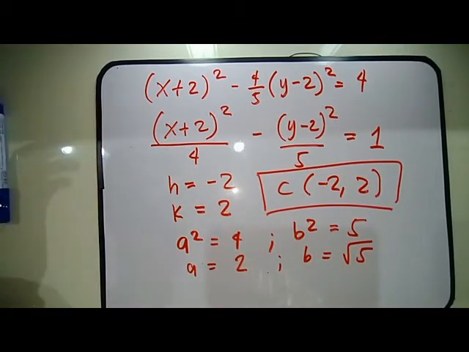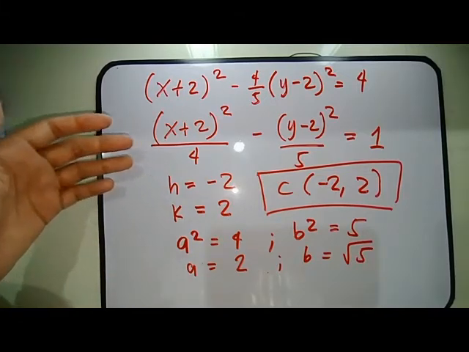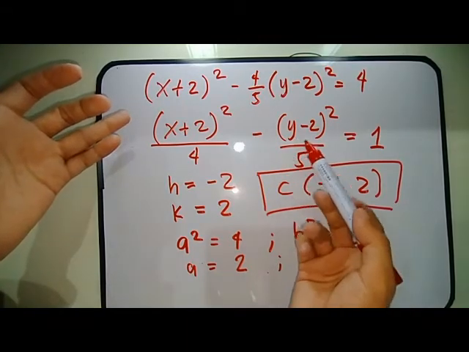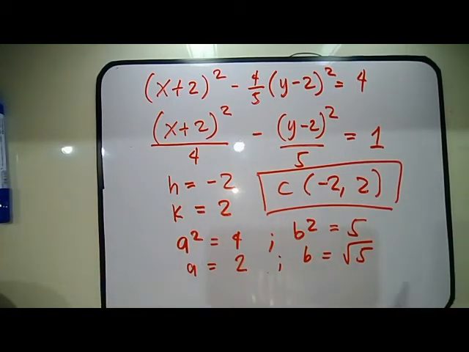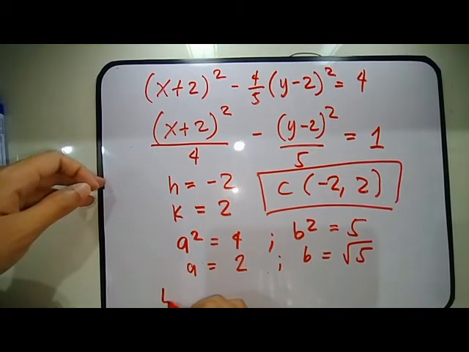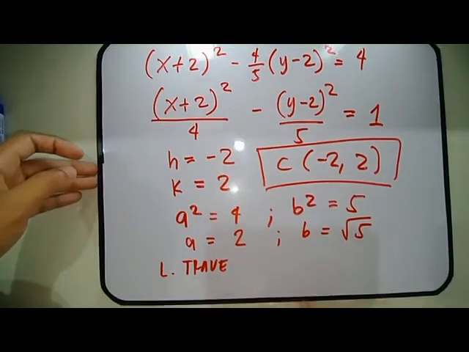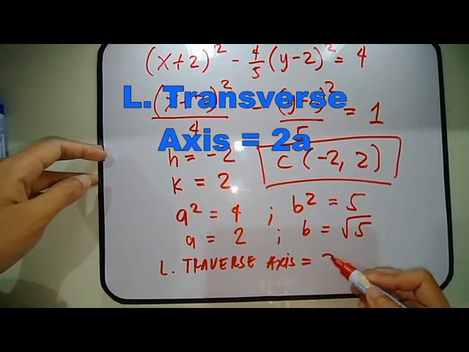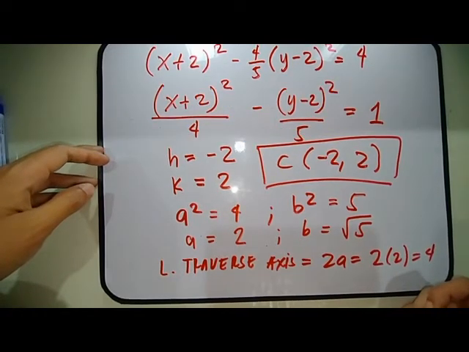Then, yung length ng transverse axis, so sa a siya. So, ito guys, yung transverse axis niya is horizontal. Kasi, positive yung naka-x squared. So, yung naka-minus is y squared. It means that, kung positive yung x squared, so, horizontal din siya. Horizontal yung transverse axis. So, ang length ng transverse axis is equal to 2a. So 2 times 2, so that is, so 4. 4 ang length ng transverse axis.